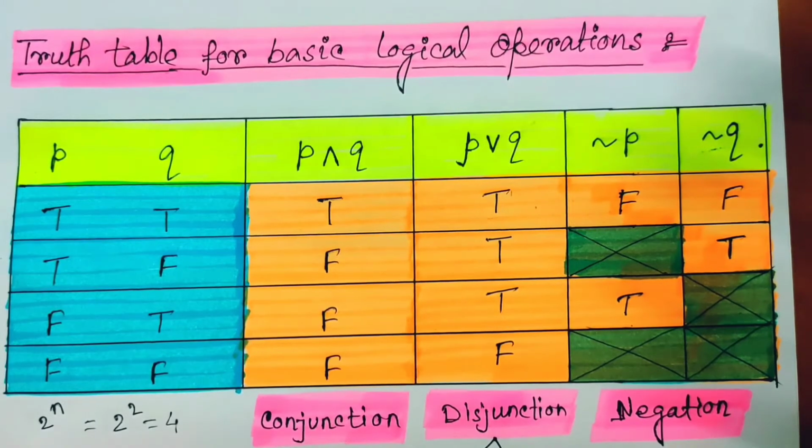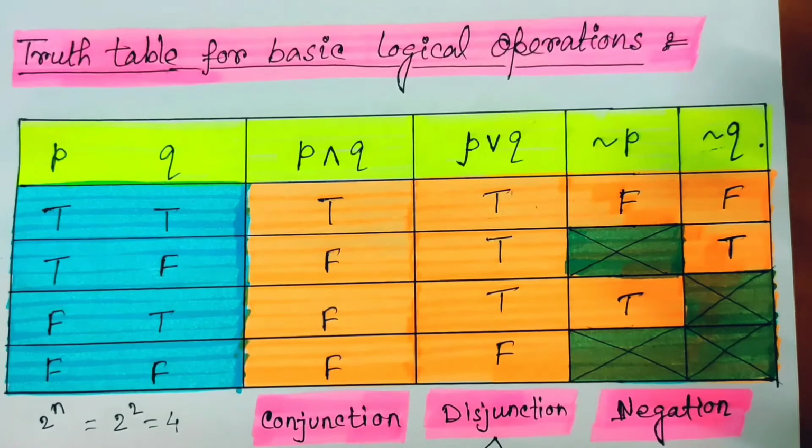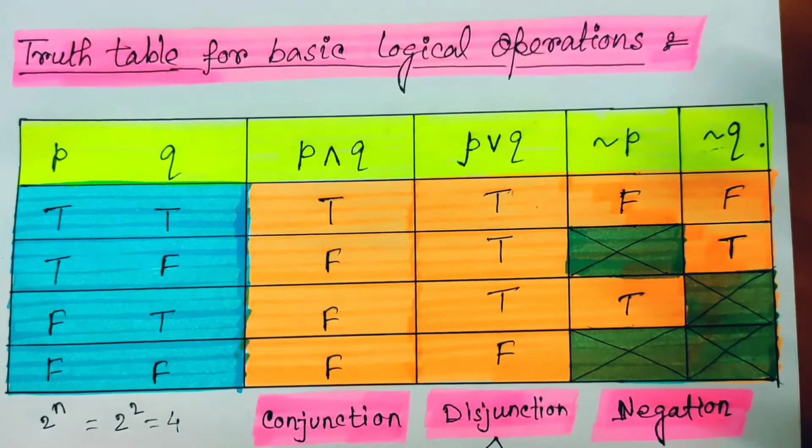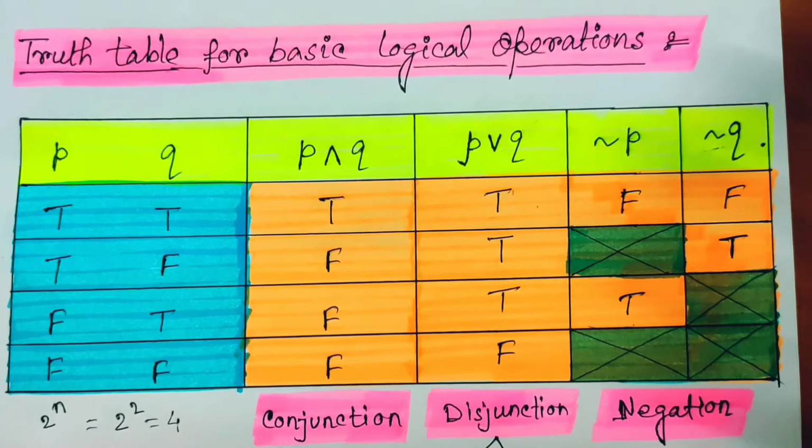Now its logical operations. Here we are going to discuss the basic logical operations. In our previous video, we learned about 5 different connectives: conjunction, disjunction, negation, conditional and biconditional. Among these 5, conjunction, disjunction and negation are called the basic logical operations. Now we discuss with some examples how we apply those in a truth table.